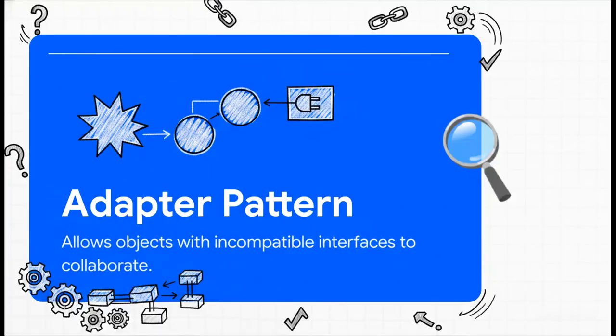Let's say you've got a component. Maybe it's an old piece of legacy code you can't touch, or a third-party library. It works great on its own, but the problem is its method names and data formats don't line up with what your new system expects. The adapter pattern lets you use that component without changing a single line of its original source code. It's all about making things play nice together.